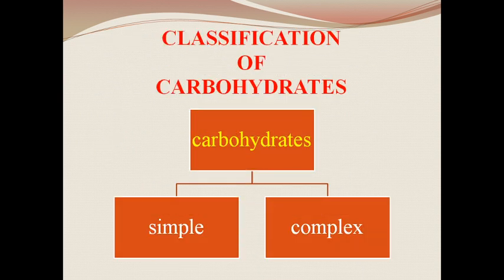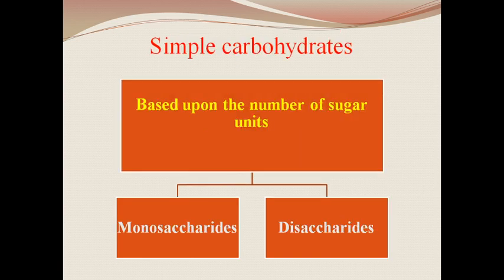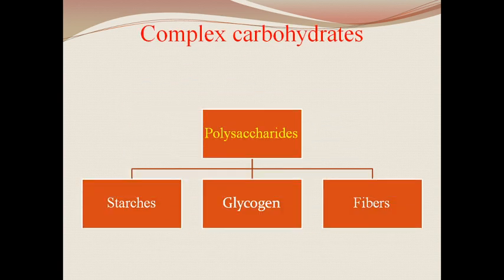Classification of carbohydrates. Carbohydrates are classified into simple and complex. In this video, we will see the classification of carbohydrates. Simple carbohydrates are based upon the number of sugar units, that is monosaccharides and disaccharides. Complex carbohydrates are polysaccharides like starch, glycogen, fibers.